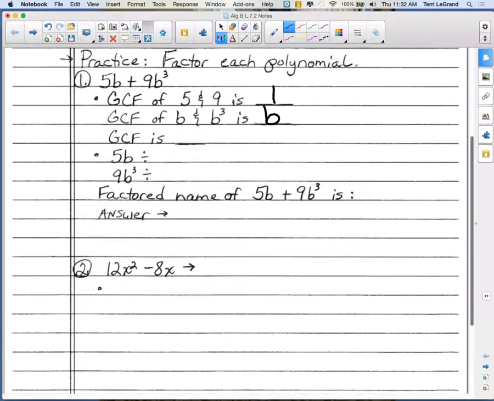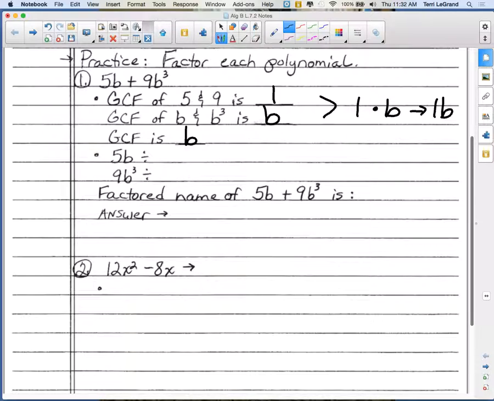So what do we do with those again? We take them times each other, and we're going to say that our GCF is 1b. But you know what? We can clean that up and just make it b. Okay, so we're going to say our GCF is b.